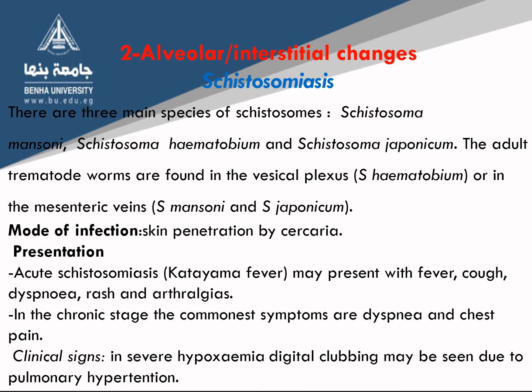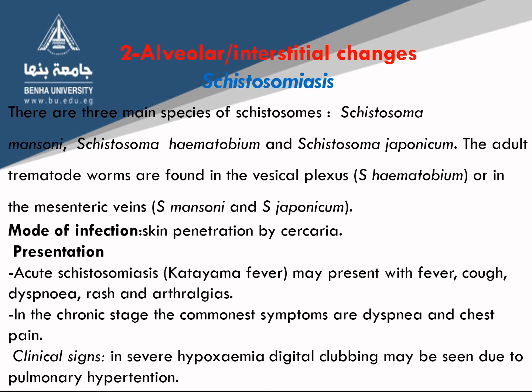Schistosomiasis. There are three main species of schistosomes: Schistosoma mansoni, Schistosoma haematobium, and Schistosoma japonicum. The adult trematode worms are found in the vesical plexus, as in Schistosoma haematobium, or in the mesenteric veins, as in Schistosoma mansoni and Schistosoma japonicum. Mode of infection: skin penetration by cercariae. Presentation: acute schistosomiasis, Katayama fever, may present with fever, cough, dyspnea, rash, and arthralgia.